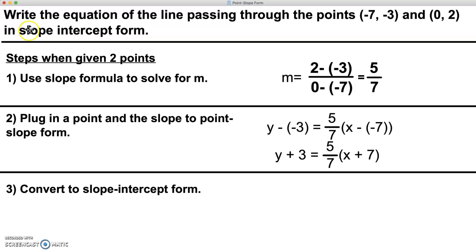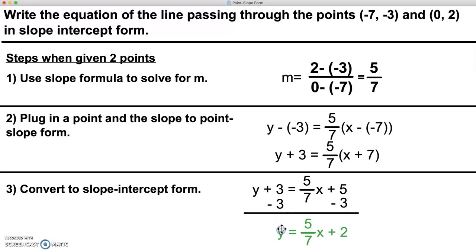And our question asked us to put it into slope-intercept form. So now I need to do what we were doing before. I need to distribute that 5/7 first. So 5/7 x, 5/7 times 7 is 5. And then subtract that 3 so that y equals 5/7 x plus 2. And this is our equation in slope-intercept form.